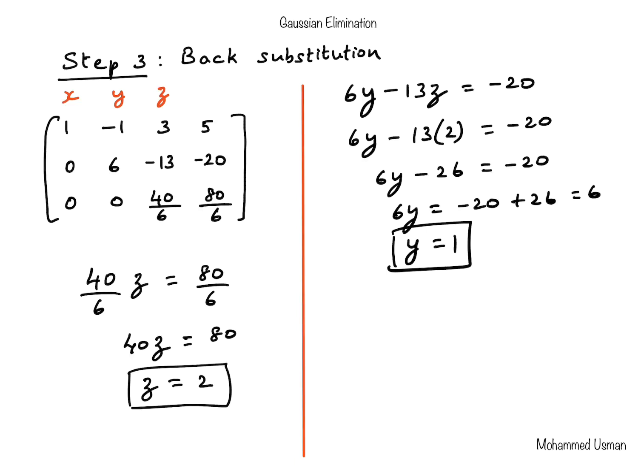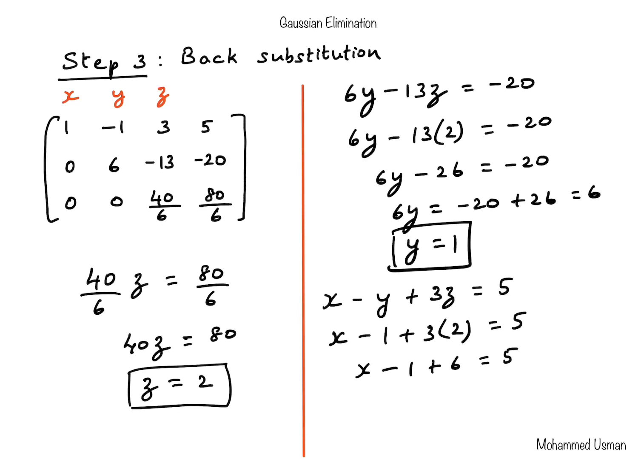Now we will substitute both these values of y and z into the first equation, which is x minus y plus 3z equals 5. We know the values of y and z now, so we can solve for x. So x minus y is equal to 1 plus 3 times z is equal to 2. That gives us 5. So x minus 1 plus 6 is equal to 5. So minus 1 plus 6 is plus 5, so x plus 5 equal to 5. That corresponds to x equals 5 minus 5, which is equal to 0.